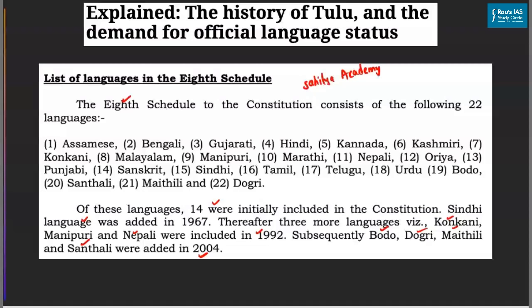Similarly, the books in these languages can easily be translated to the other languages. Apart from that, the students who are appearing for the government exams can write their exams in these languages which have been recognized by the Indian Constitution. So because of these benefits associated with a language being included in the 8th schedule, the Tulu speaking people have also been demanding that their language should be included in the 8th schedule.